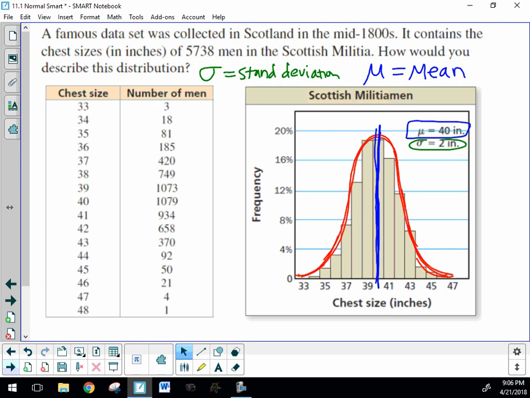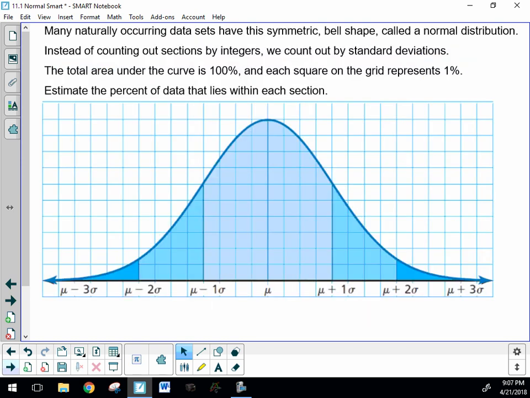This was a set of 5,338 men. If we were able to collect more and more data, making those bars smaller and smaller, less and less wide, it would actually create this nice smooth curve. And so this is sort of a theoretically perfect normal distribution.